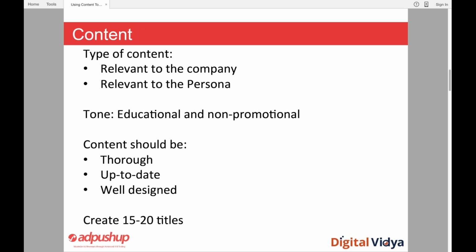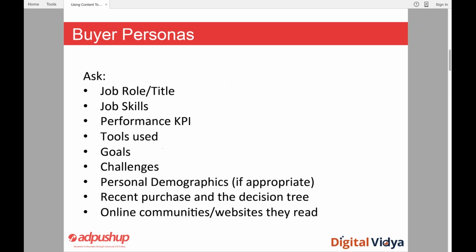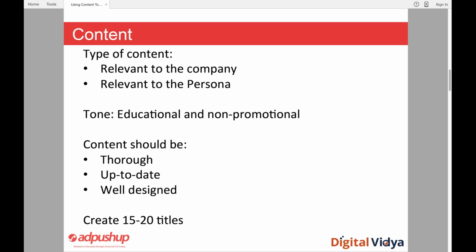So in our case, when we spoke to our ad operations decision makers, the ad operations teams, the ad operations heads, we found out that they would search a lot about DFP usage. DFP is a tool which they use, and when we were creating these buyer personas, we were listing down the job skills and the tools used. So we found out that DFP is a very, very important tool for them, and on a very regular basis they are looking for help with respect to DFP. They would get stuck somewhere in the tool.